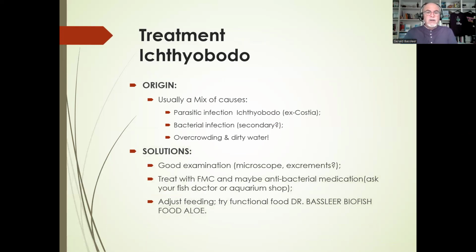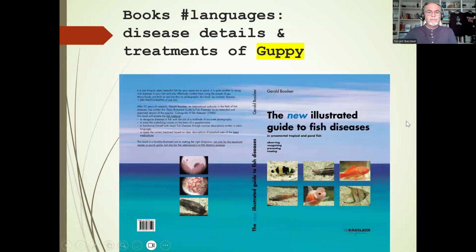Do a good examination. Use the microscope. Treat with formalin, malachite green and methylene blue. That's the FMC mix. And maybe an antibacterial medication. Ask your fish doctor or aquarium shop. And adjust the feeding. Use a functional fish food like Dr. Bassleer Biofish Food Aloe Vera that helps to repair the fish.